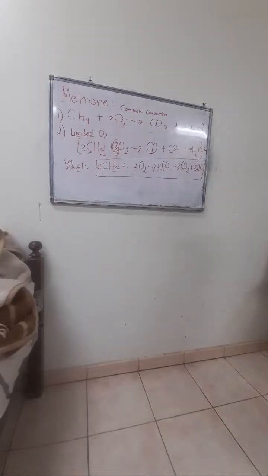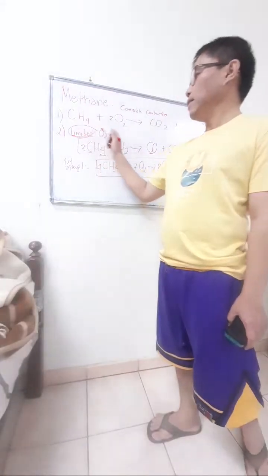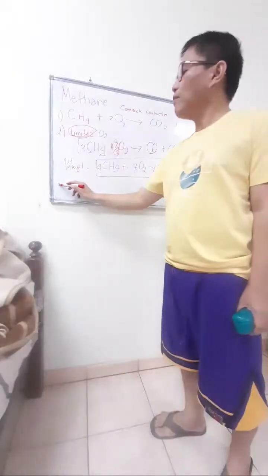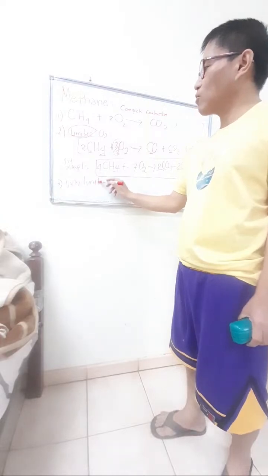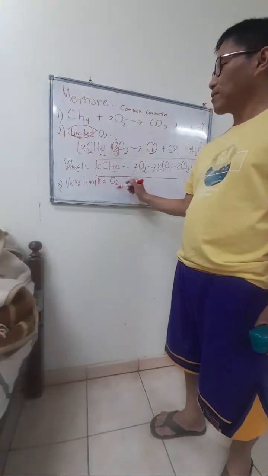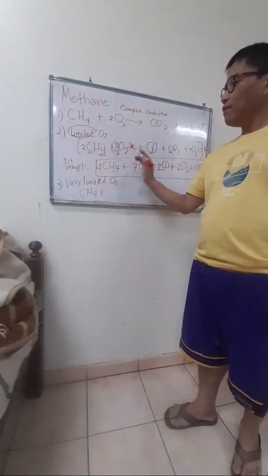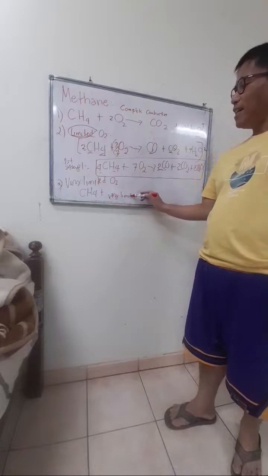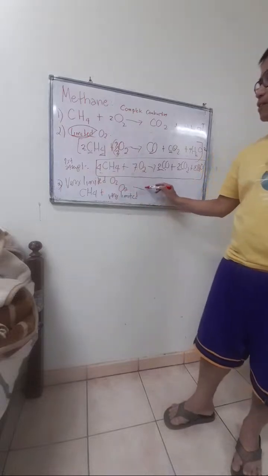This will be our balanced chemical reaction for our incomplete combustion with limited oxygen, in terms of methane. Now, our last reaction will be with very limited oxygen gas, so the reaction also will change. CH4, methane, plus very limited oxygen gas, meaning very little, as if there's no oxygen gas added. So what will be our product here?